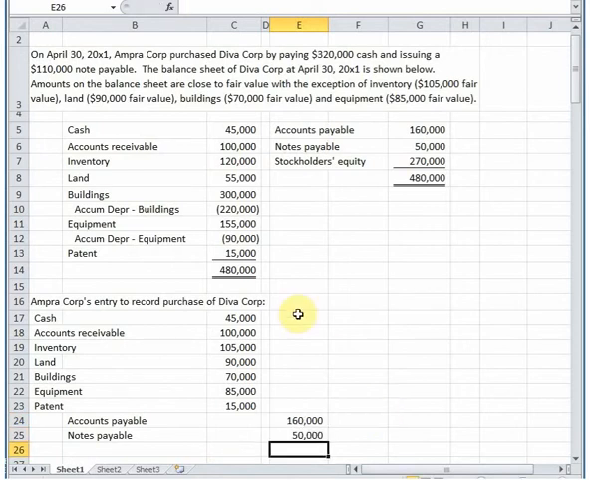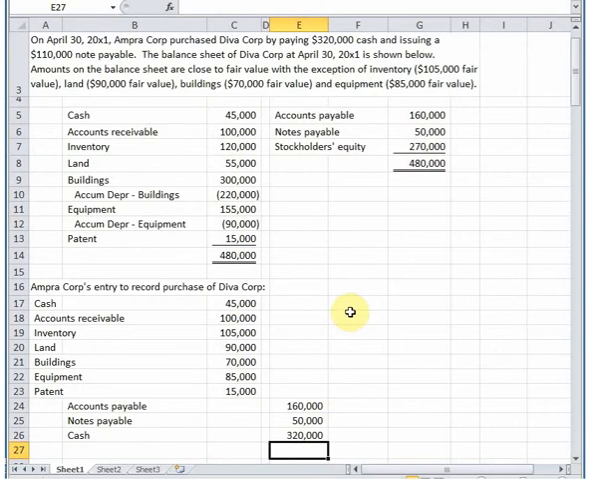Okay, so we've recorded all the fair values off their books. Now we need to record what we paid for this company. Well, we paid cash of $320,000 there, so we have to credit our cash. We also issued $110,000 notes payable, so we borrowed to buy part of this. So I'm going to add on to the notes payable here. Their company had 50 to start out with, and I'm going to add the additional $110,000 that we took on to buy this company. Okay, so that right now is how our journal entry looks.